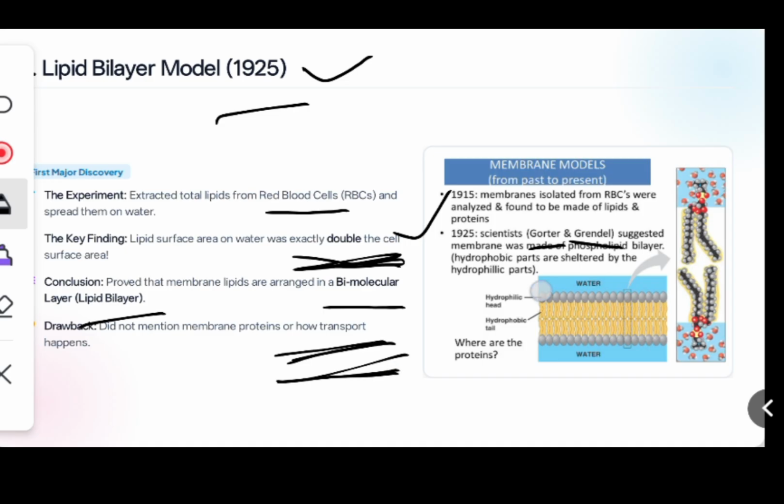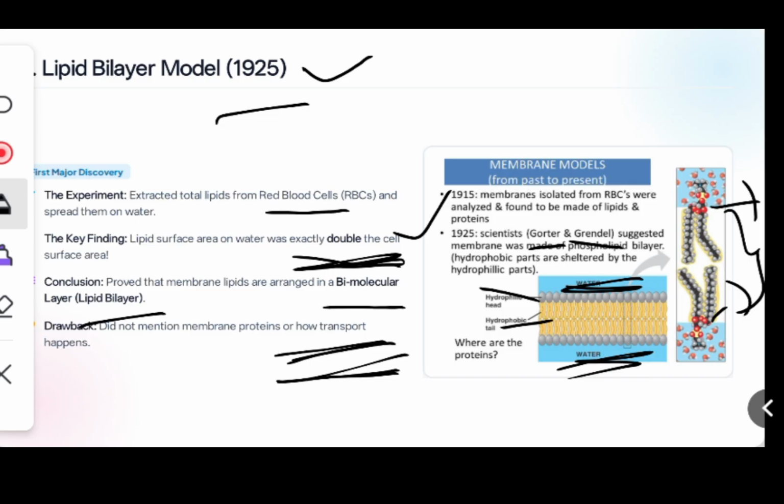They explained the structure of the plasma membrane like this. This is one layer and this is one layer, together known as a bilayer. When you observe, there are no proteins here. Each lipid molecule contains two parts: number one is the head and number two is the tail. The head is hydrophilic and the tail is hydrophobic. Hydrophilic means it loves water and will interact with water, and hydrophobic means it hates water.